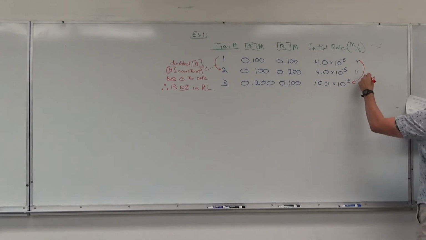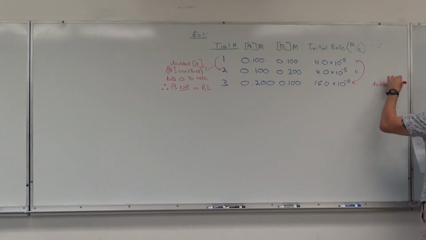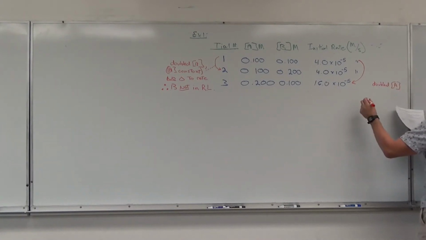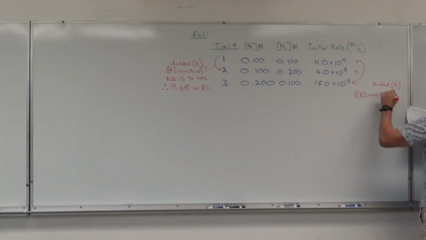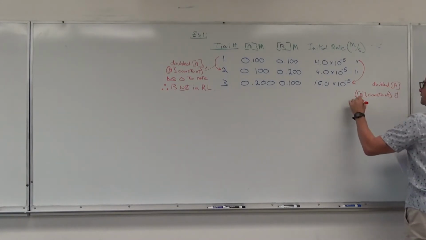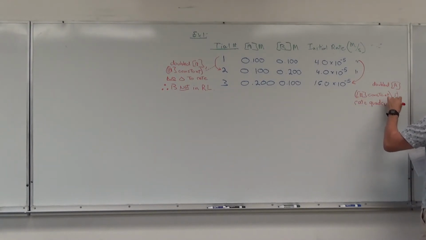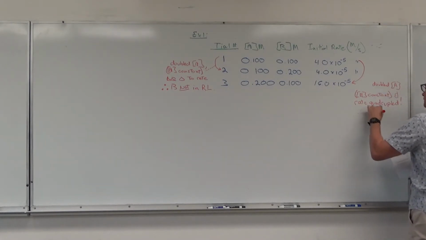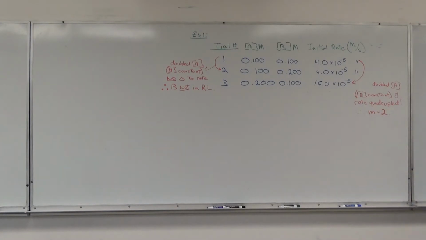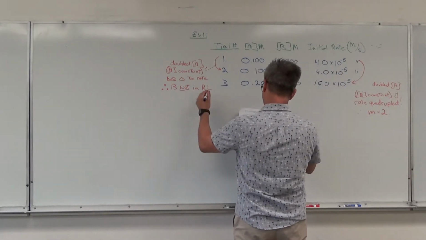What change did we make? We doubled the concentration of A, holding the concentration of B constant. And the rate quadrupled. Therefore, m equals 2. Okay, so we can now write our specific rate law.